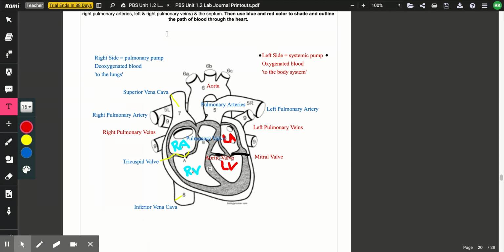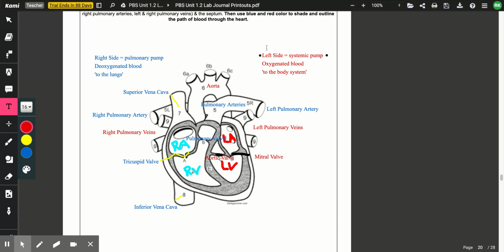So let's remember the two different pumps of the heart. The heart has two pumps. We've got the right side of the heart, which is the pulmonary pump. It's going to pump to the lungs. Pulmo means lungs. So that's going to contain deoxygenated blood. So anything that's part of the pulmonary side of the heart, we're going to represent with the color blue because it's deoxygenated blood. It's going to go to the lungs.